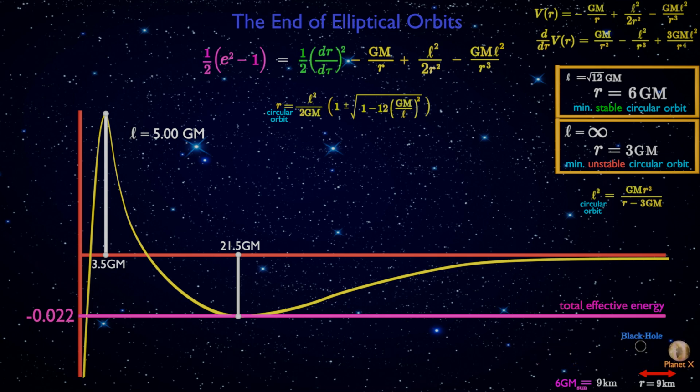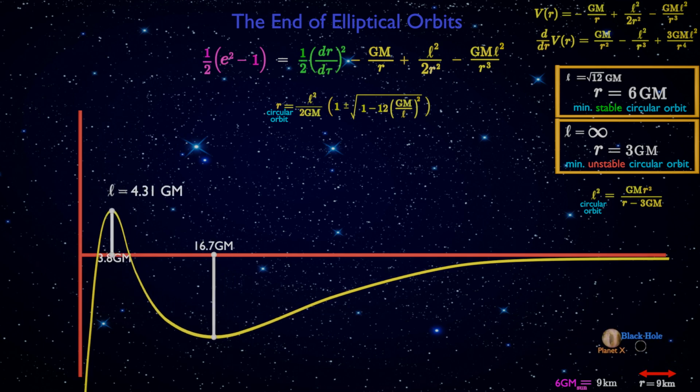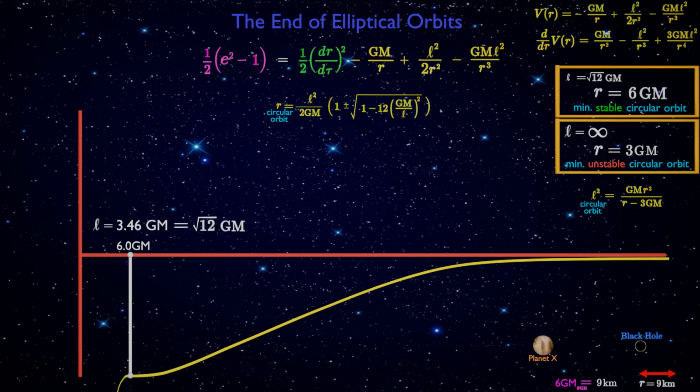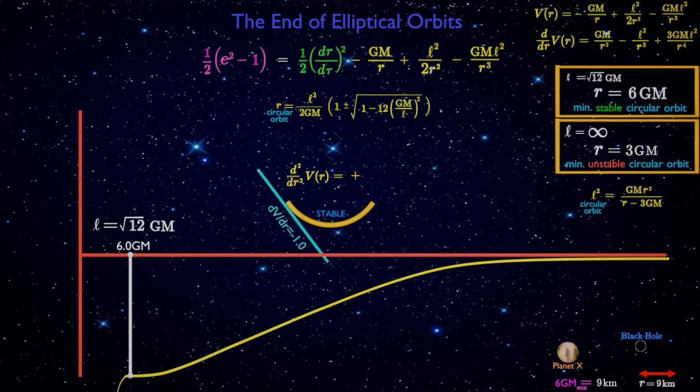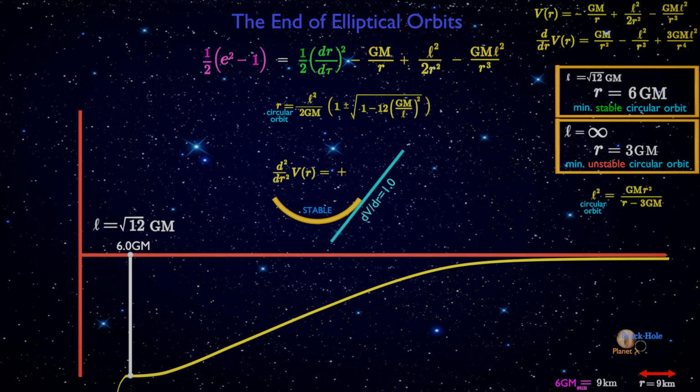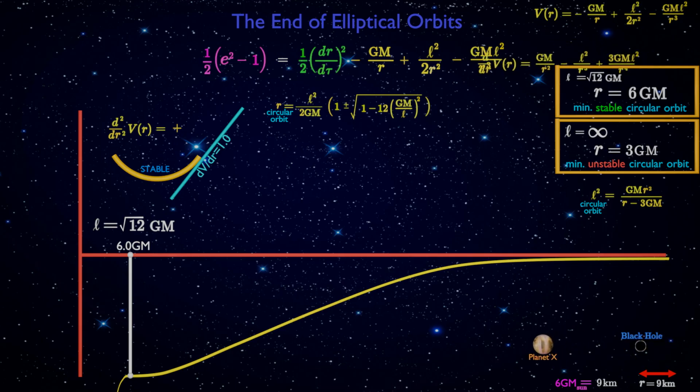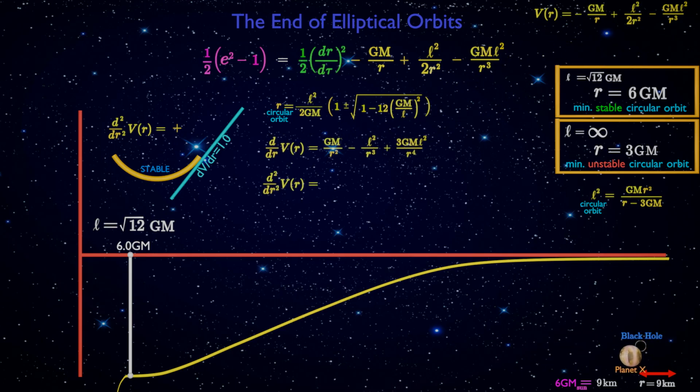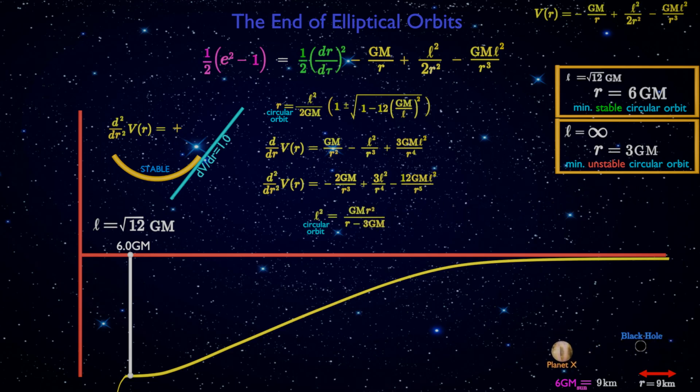So let's see what V of r looks like at that L value. The curve at this critical L value does not appear to have a stable valley shape. A stable valley shape implies a positive second derivative of V with respect to r, because that would mean the slope is increasing. Let's find out if this second derivative is in fact positive. We bring down our expression for dV by dr and take one more derivative. Let's remember the relationship between L and r for a circular orbit and plug it into the equation.